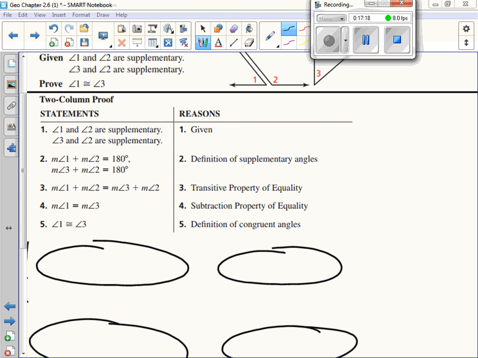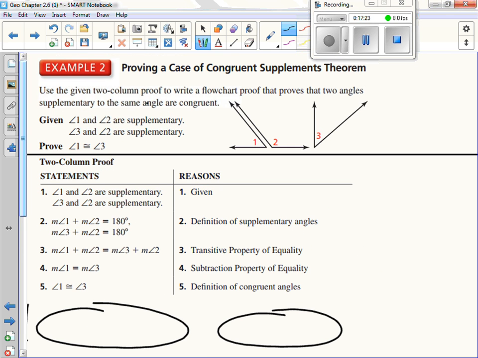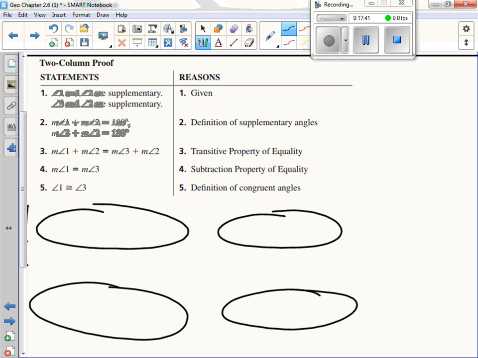All right, guys, so what are the directions on this next one here? Prove that two angles supplementary to the same angle are congruent. So this time we're going from a two-column proof to a flow chart. Now they gave us the two-column. They already gave us everything.